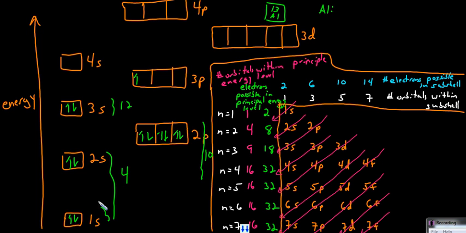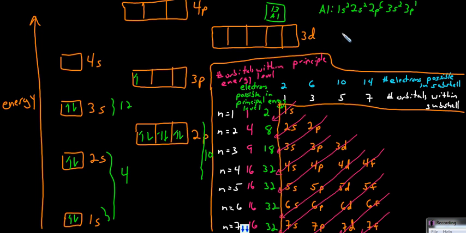And so we'll write the electron configuration as 1s2. There's 2 electrons in the 1s. Then 2s2. There's 2 electrons in the 2s. 2p6. 6 electrons in the 2p. 3s2. 2 electrons in the 3s. And then finally, 3p1. And that gives us a total of 2, 4, 10, 12, 13 electrons. This is the correct electron configuration.